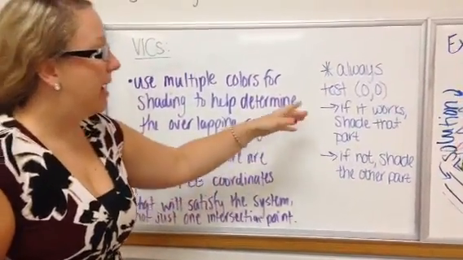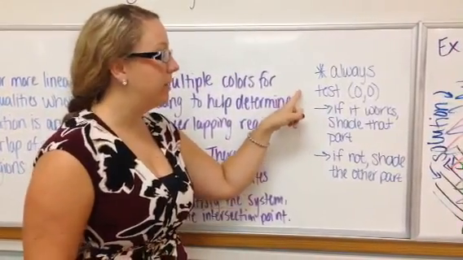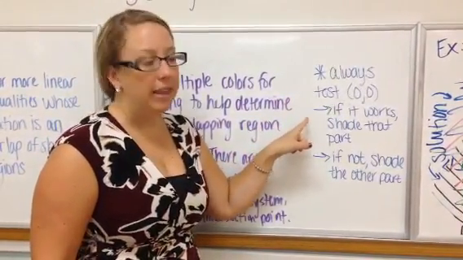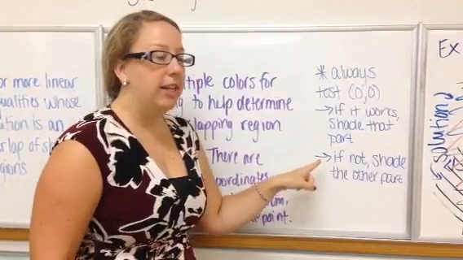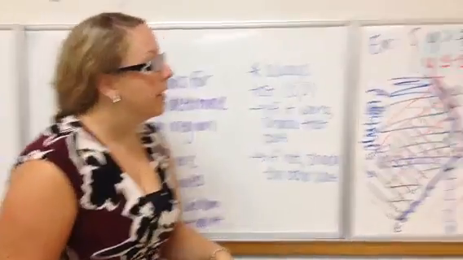Just like last time, you're going to always test 0, 0. If that works, you're going to shade that part. If not, you're going to shade the other part for each line.